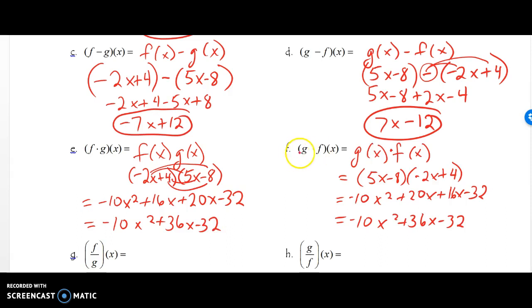Alright, notice in F, we talked before about the commutative property. Multiplication is commutative. So g of x times f of x is going to result in the same thing as f of x times g of x. And you'll see that it does.